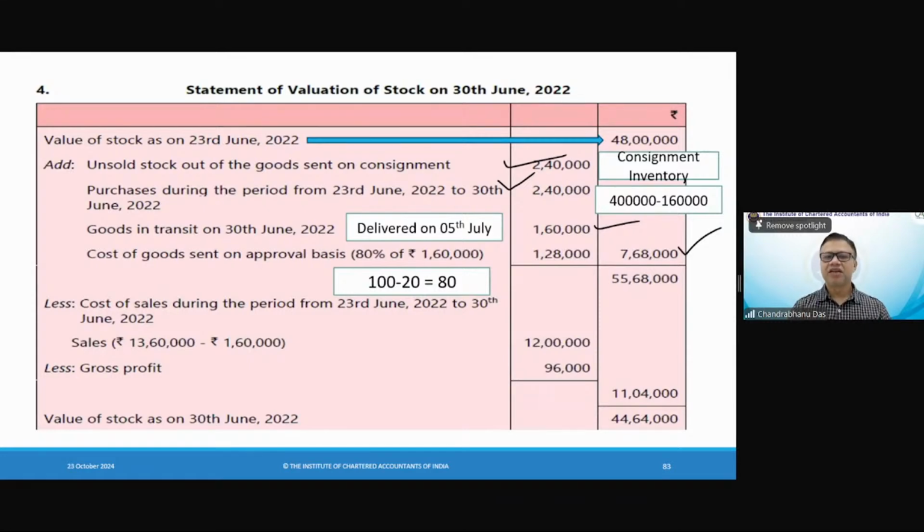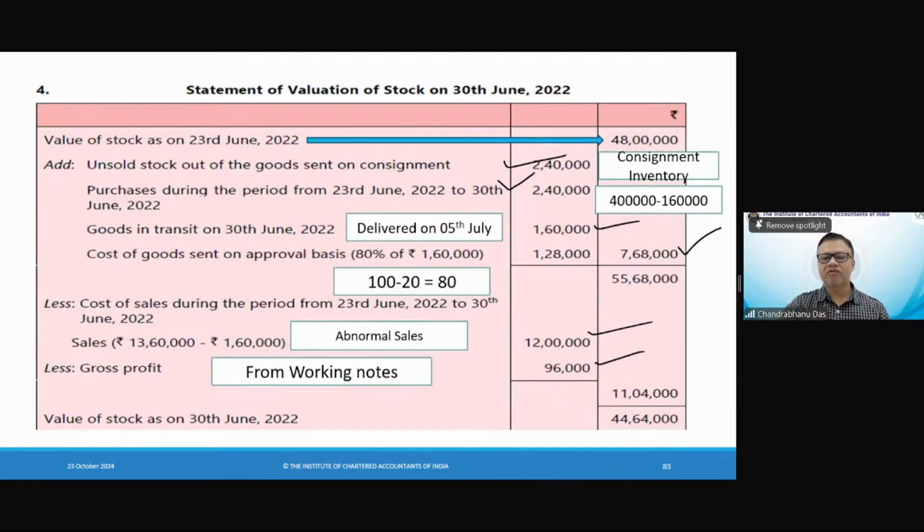Now, once I have added to opening stock the purchases and all the goods in transit and unsold stocks on approval basis, then I have to deduct the cost of goods sold. So first I have to take the sales, where I should deduct the abnormal sales. I get 12 lakhs. Then I deduct the gross profit from the working of 96,000. So I get 11,04,000, and this gives me the value of stock as of 30th June 2023. So from 23rd to 30th June, this is what I got as the value of stock. Now, if there is any question here, you can ask.